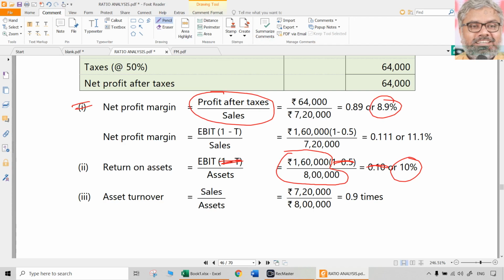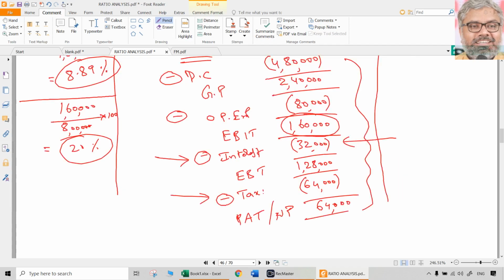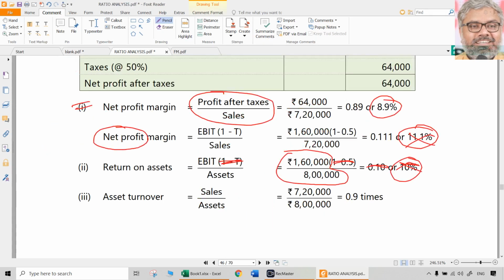You don't need to take earnings before interest and tax into 1 minus tax rate divided by sales, because that does not indicate net profit. Net profit is after tax only, always. So this is also not a good indicator. So the first one's answer is 8.9%. The second one's answer is 20%. That is a better answer.